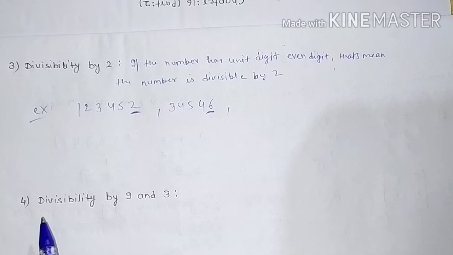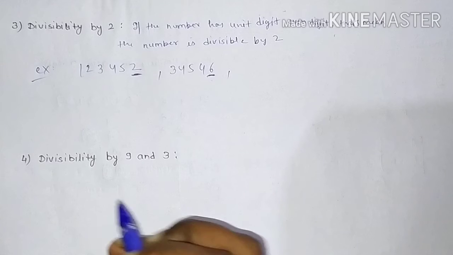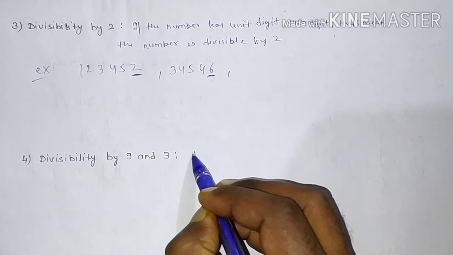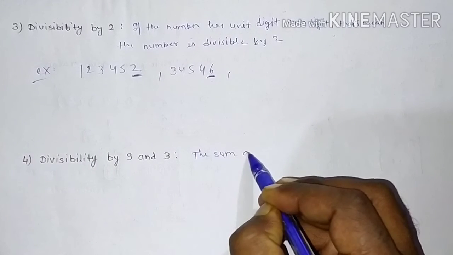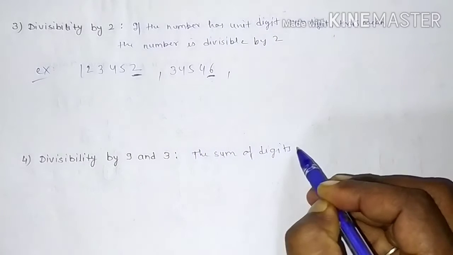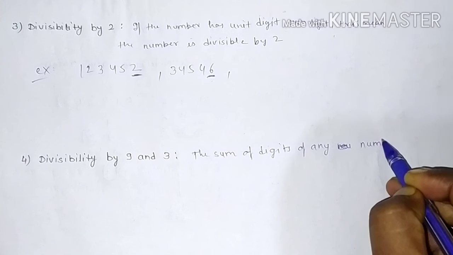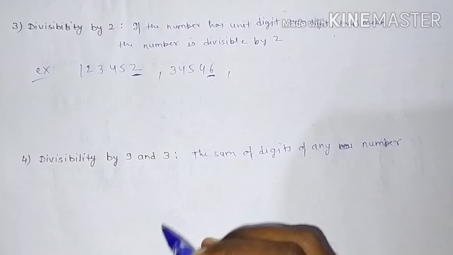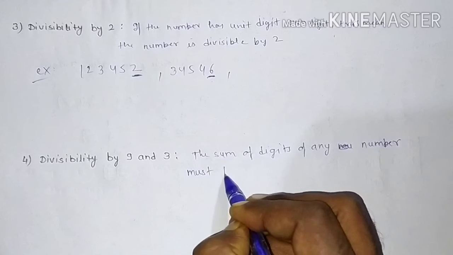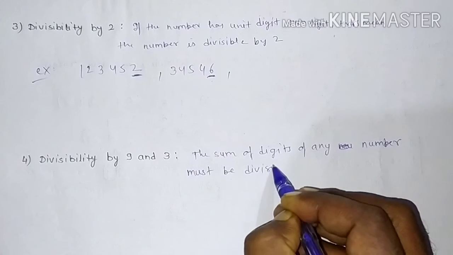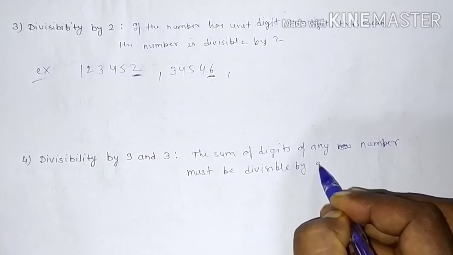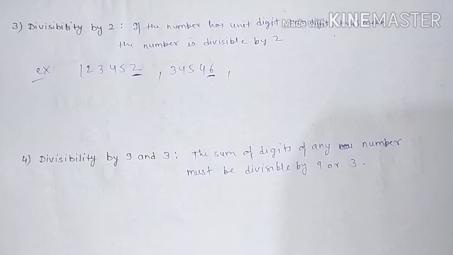Now next, topic number 4, divisibility by 9 and 3. In this topic, the sum of digits of any number must be divisible by 9 or 3.